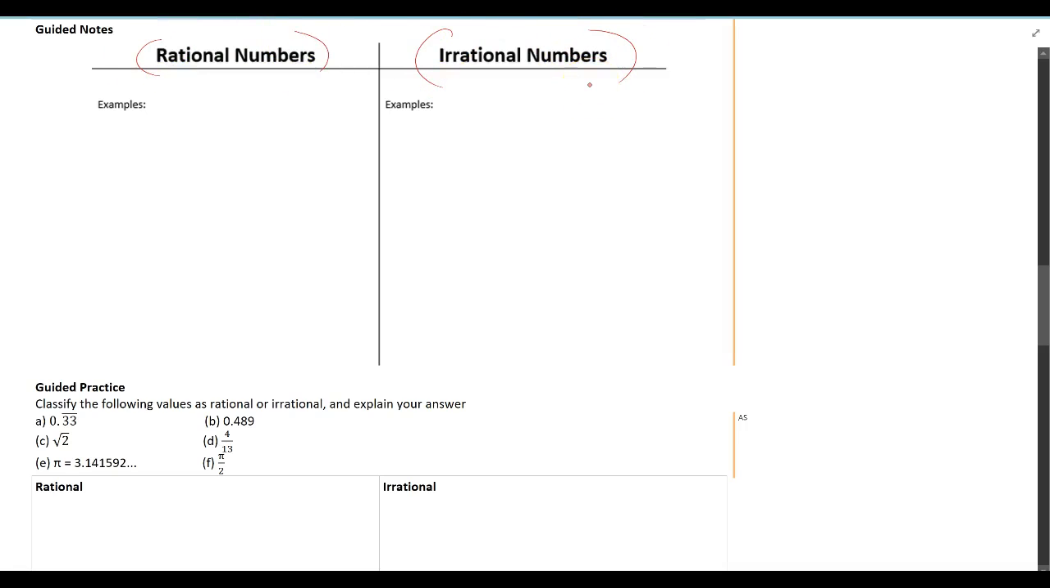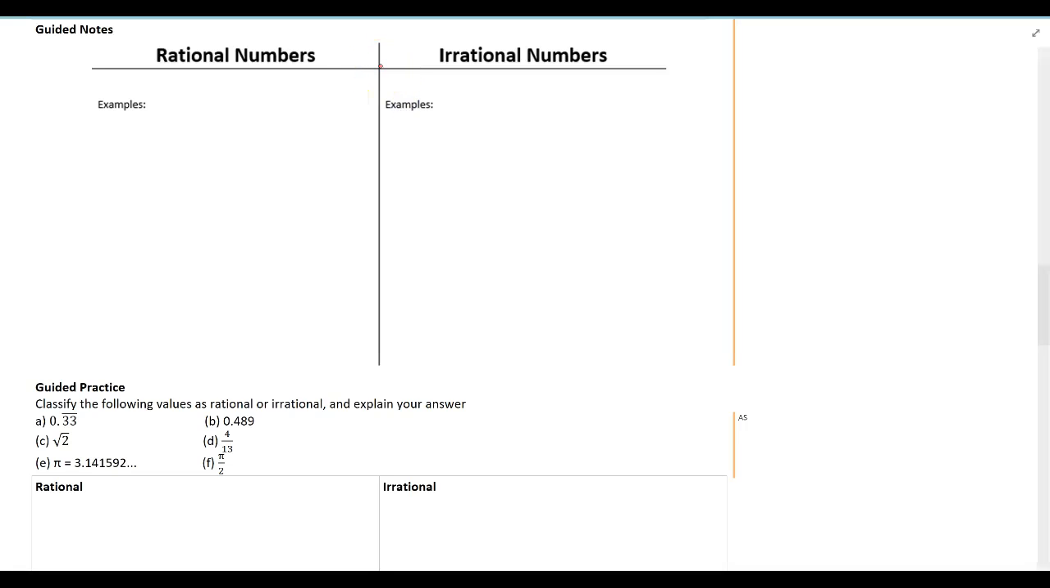Now, we just did the read to learn, and the read to learn was able to show us that there are two different categories of numbers, those that are rational and those that are irrational. A good way of remembering the difference is if you've ever heard someone say, oh, don't be irrational. It typically means don't be crazy, don't be ridiculous, don't be over the top. And that's kind of what irrational numbers are.